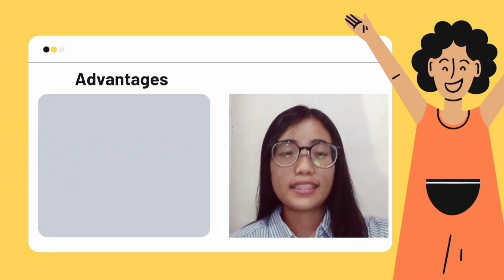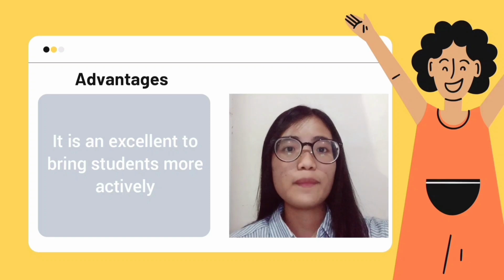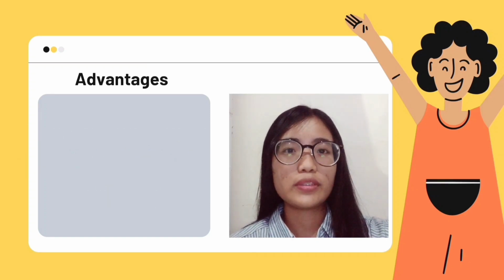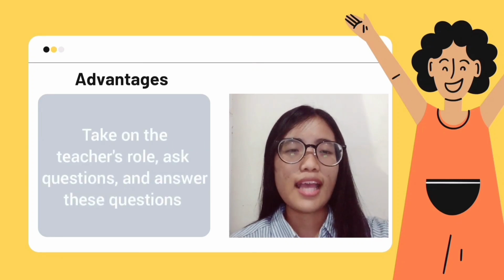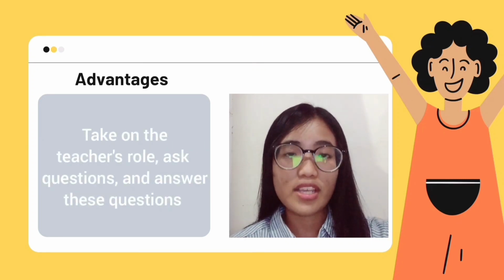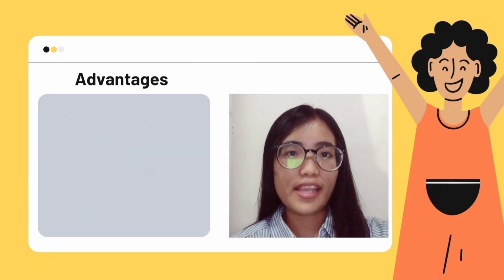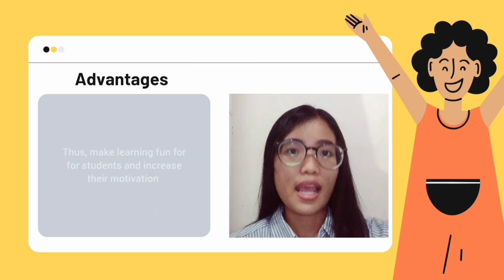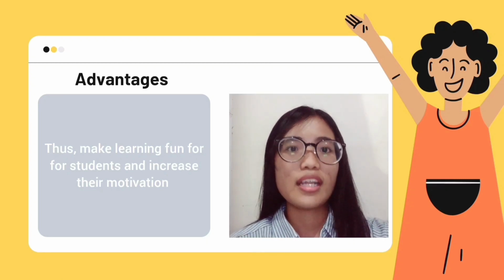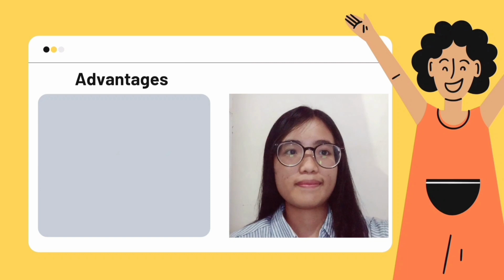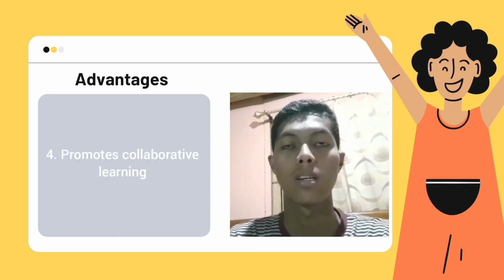Number 3. It fosters students' active involvement in the learning process. Reciprocal teaching is immersive and is an excellent way to bring students into the learning process. More so, students participate in group discussion, take on the teacher's role, and in turn ask questions and provide answers to these questions. All of these forms of engagement make learning fun for students and increase their motivation and interest to learn.